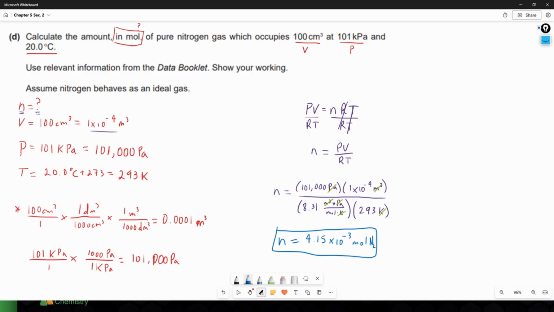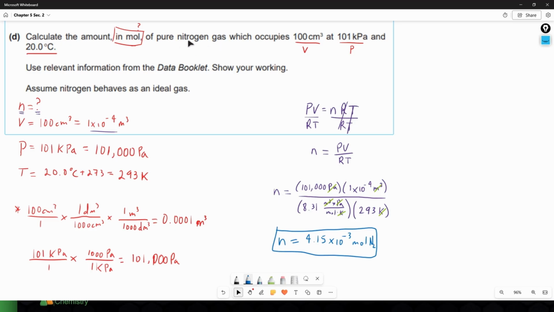Again, there's no chemical reaction here. There's nothing that is happening. What is going on here is that we have a container with a volume of 100 cubic centimeters, at a pressure of 101 kilopascals, and a temperature of 20.0 degrees Celsius. They tell us that container is full of nitrogen gas, and ask how many moles there are in that container. So they're giving us 3 out of the 4 properties in that container, and asking us for the 4th, which is moles of nitrogen gas.